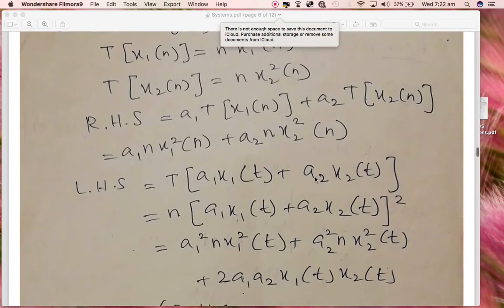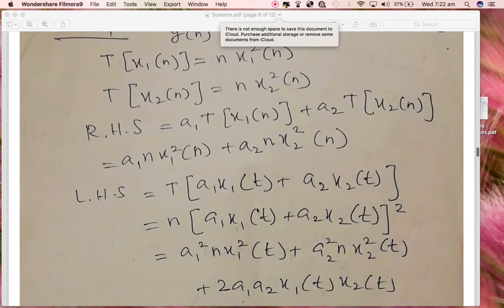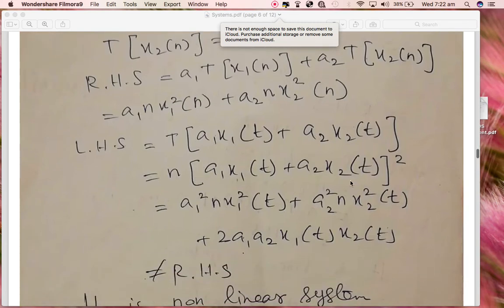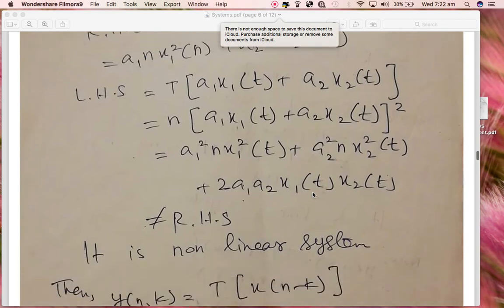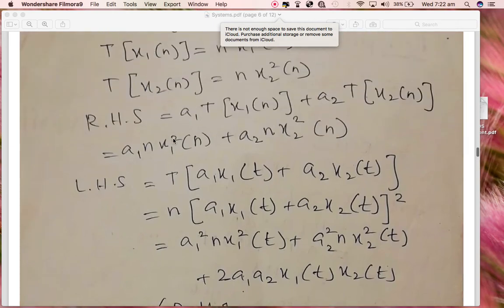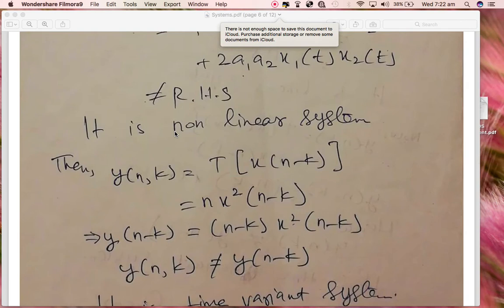If we take the left hand side, then there will be a whole square of this equation multiplied by n, and when we open the (a plus b) square, we get this kind of response equation. Then it is not equal to the right hand side, which was this one, so the system is a kind of non-linear system. Now for the time invariant condition, it has to fulfill y(n,k) is equal to y(n minus k).